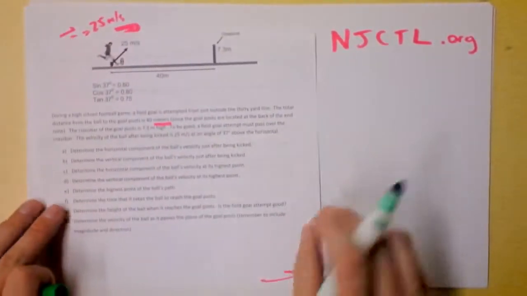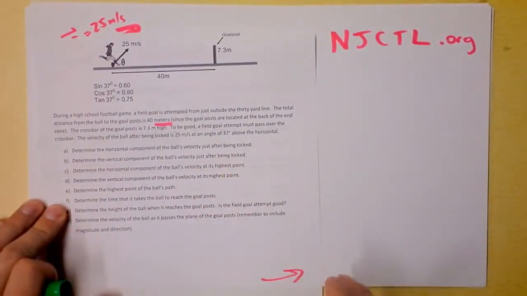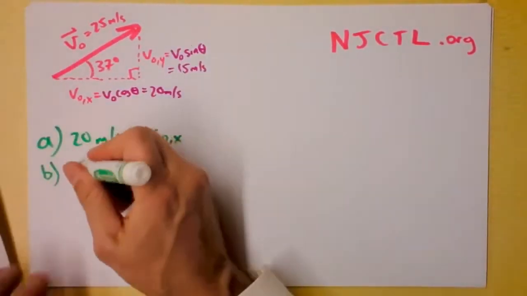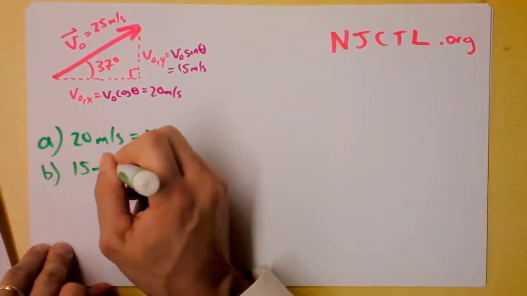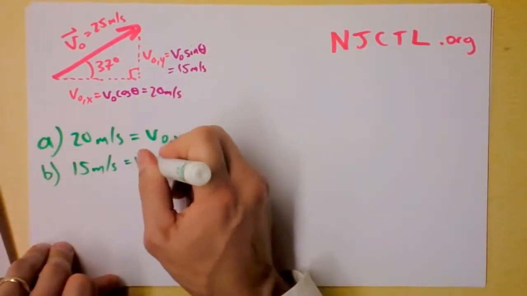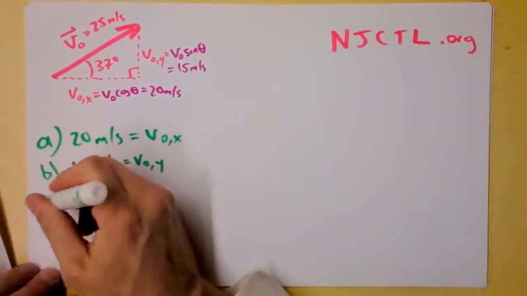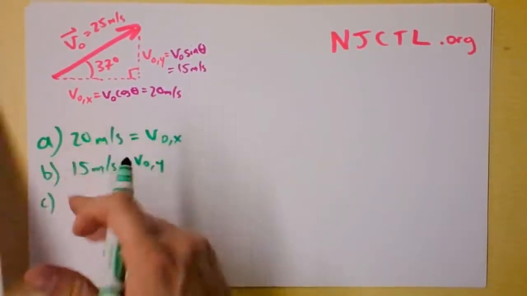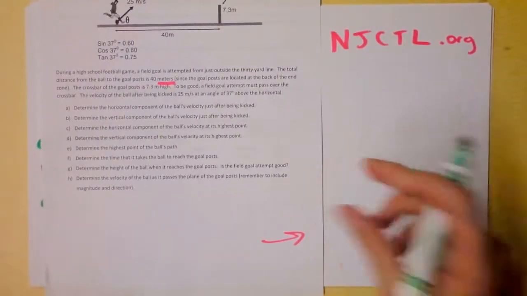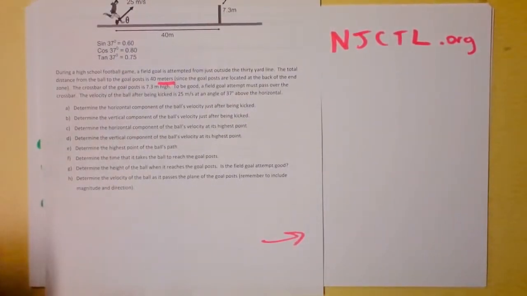And B says, determine the vertical component of the ball's velocity just after being kicked. Well, shoot, I guess we did that too. 15 meters per second. The nice thing about the New Jersey Center for Teaching and Learning is that they are walking us through this problem with each successive step. So in our initial step, we've already done their first 2 requests. What about part C? Determine the horizontal component of the ball's velocity at its highest point.